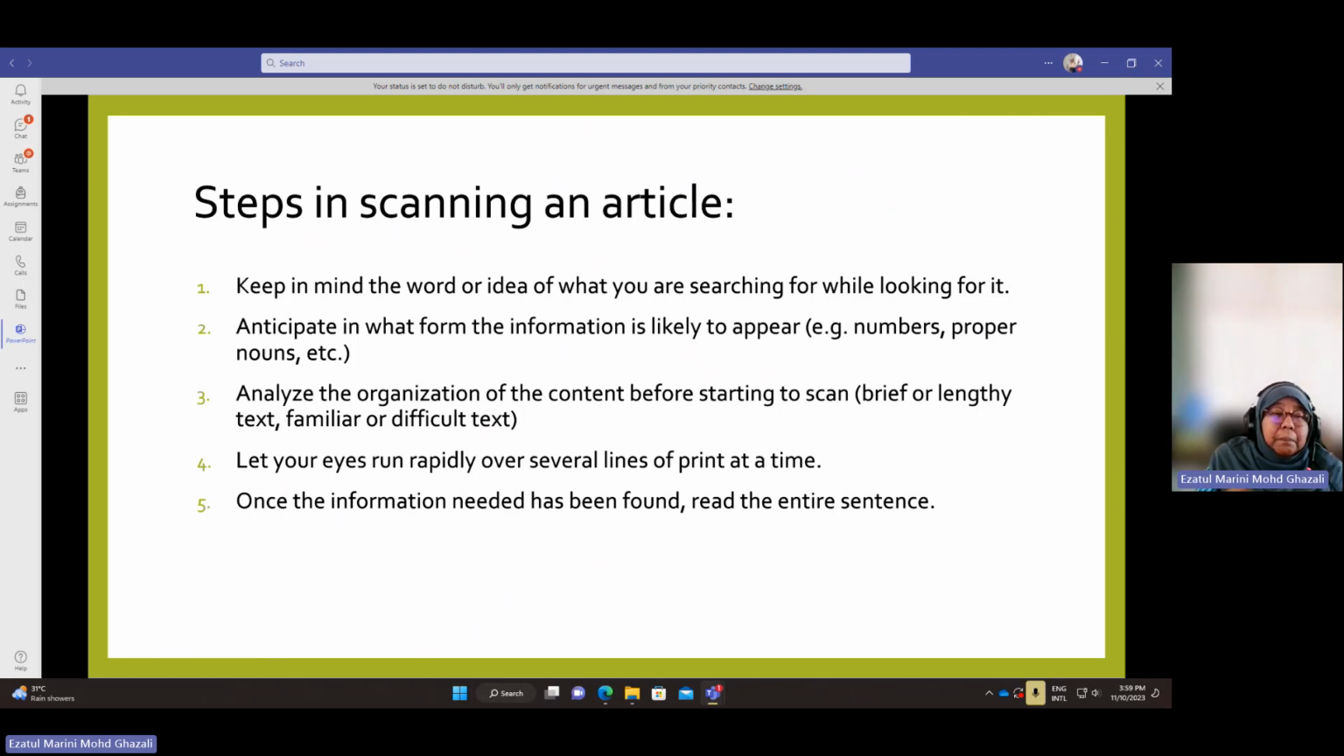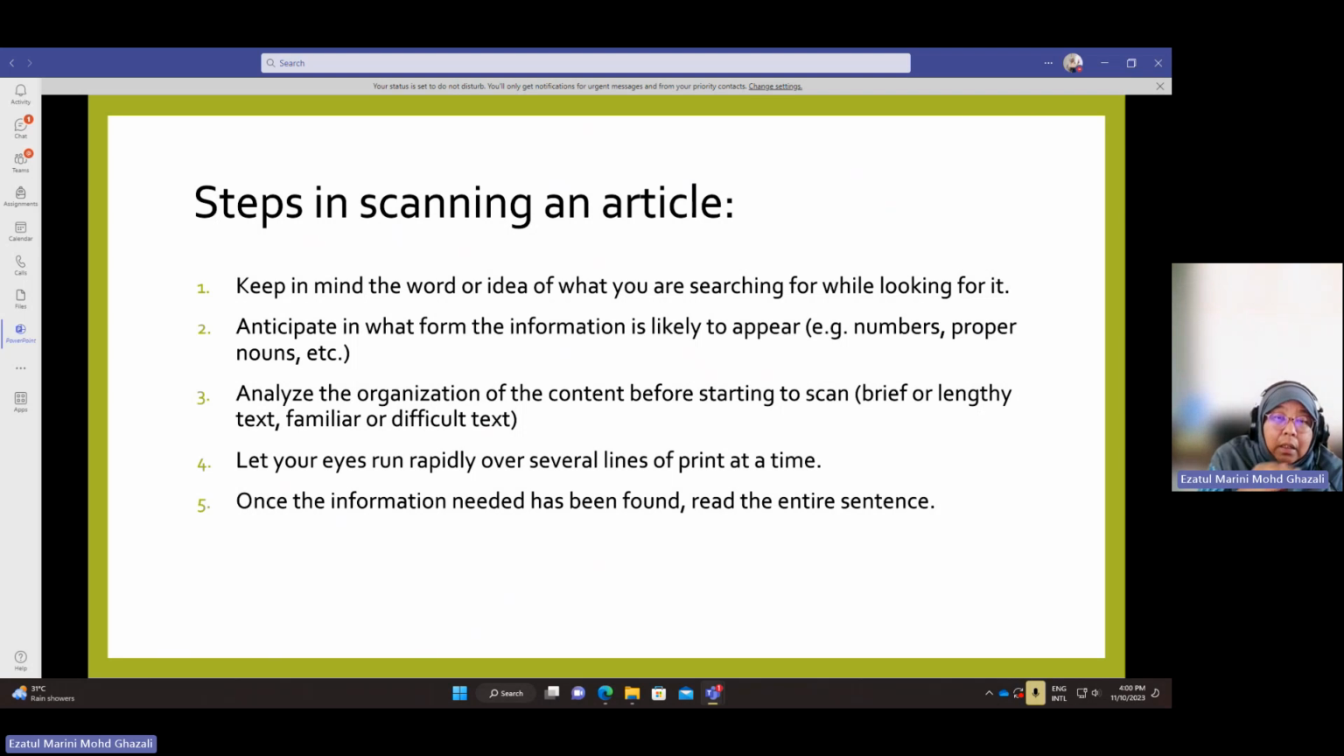All right. Anticipate in what form the information is likely to appear, for example, in numbers, proper nouns, or statistics, and so on. And then analyze the organization of the content before starting to scan. Here we are talking about whether it is a brief or lengthy text, a text which is very familiar to you, or a text which is difficult and unfamiliar to you, right?